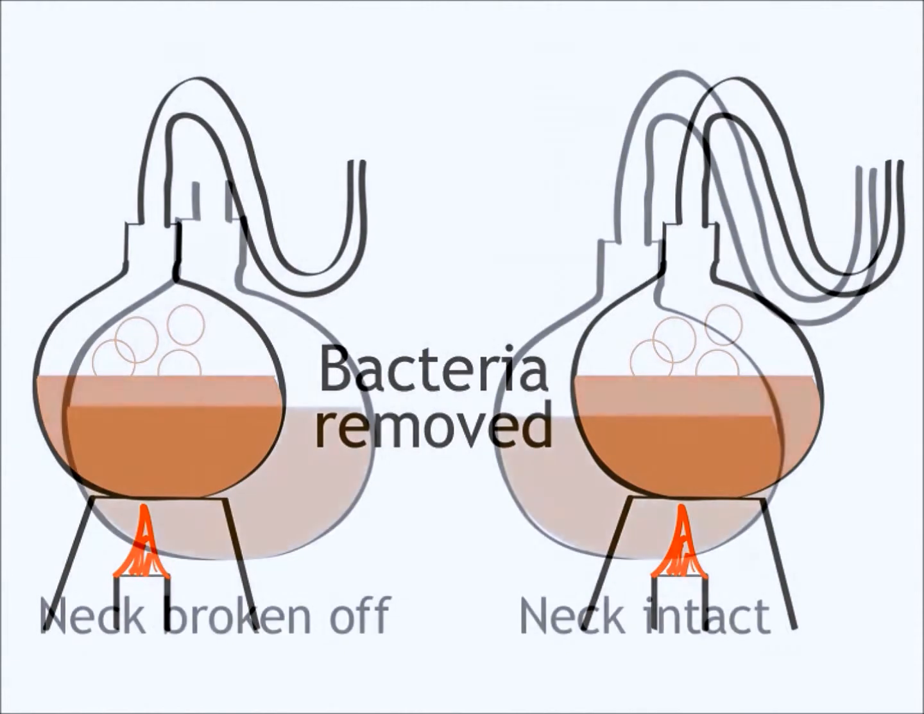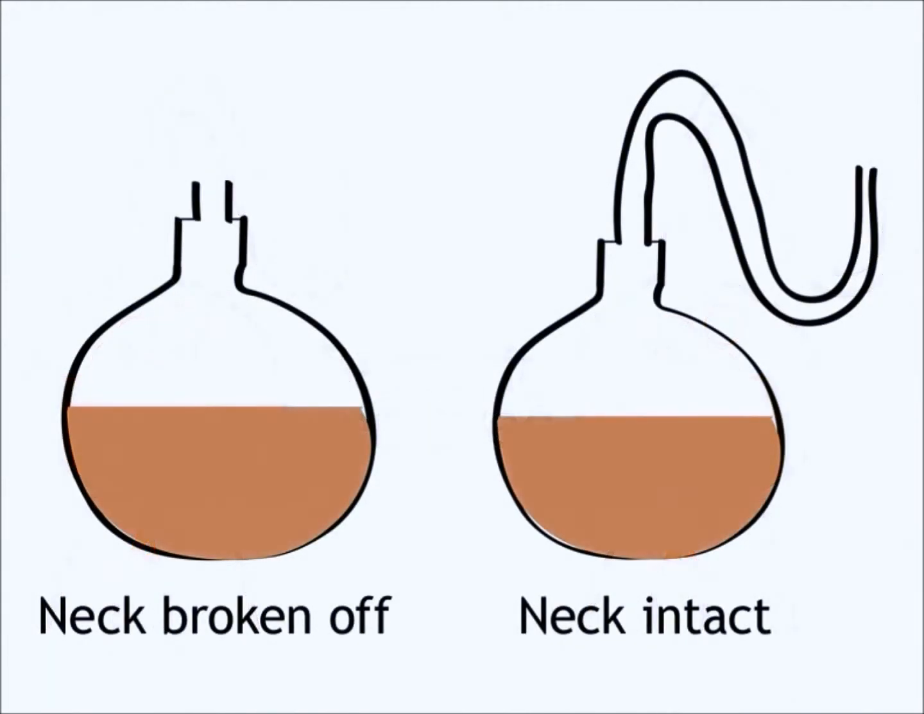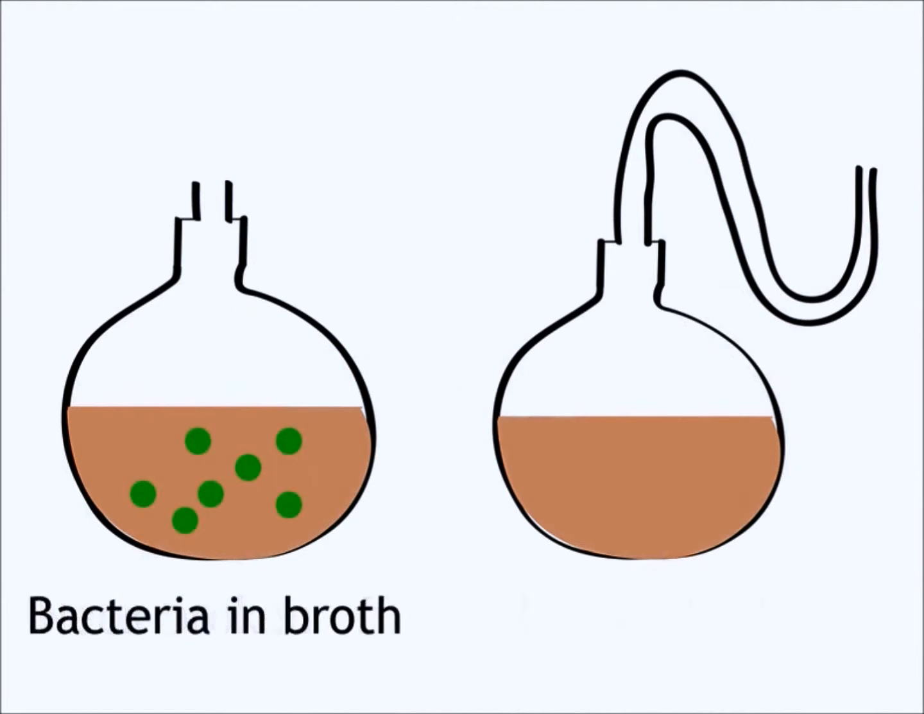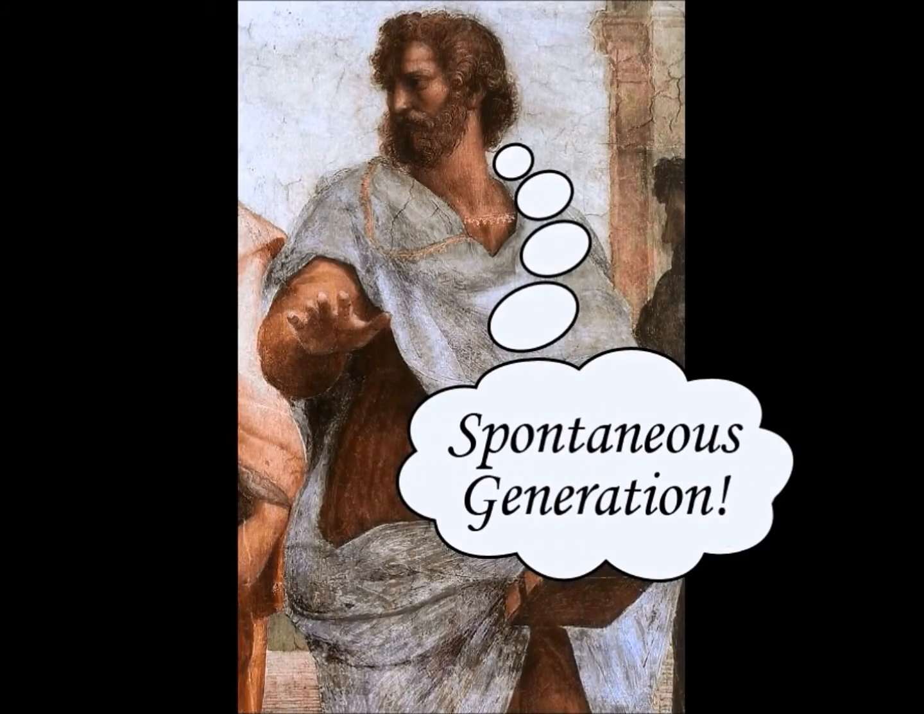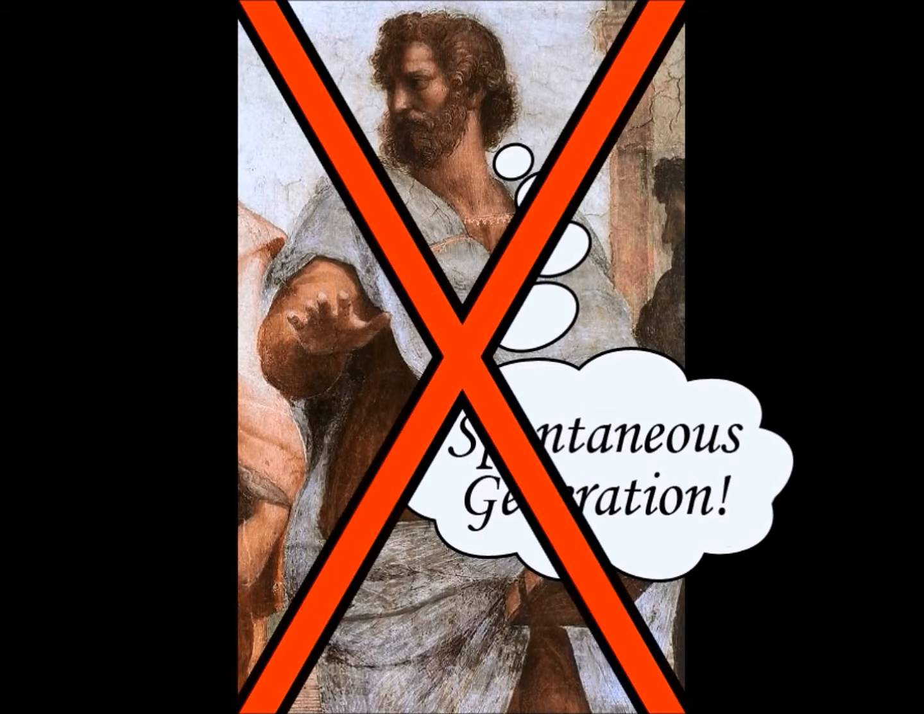When the broth had been sterilized, Pasteur broke off one of the necks of the flasks, exposing the broth to air, which is full of bacteria. Almost immediately, bacteria from the air settled into the broth, turning it cloudy. However, in the flask with the neck still attached, the air and bacteria got trapped in the neck, so the broth stayed clear. Had spontaneous generation existed, both broths would have turned cloudy, regardless whether or not the air entered. Like Redi, Pasteur was able to prove that spontaneous generation did not exist.